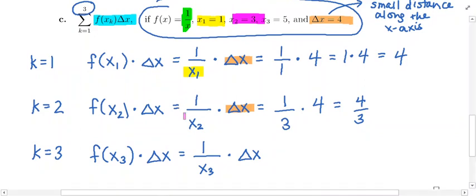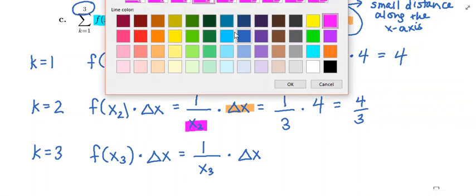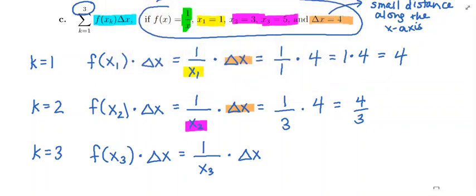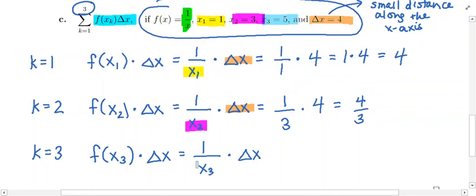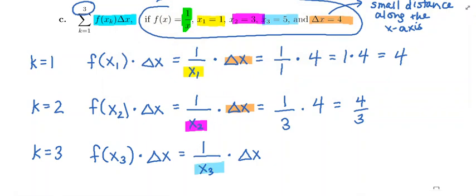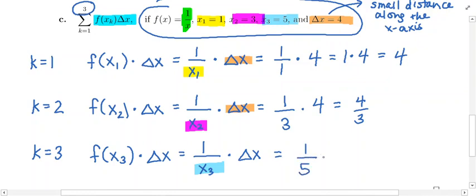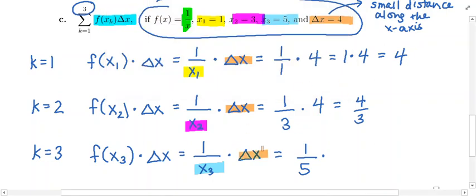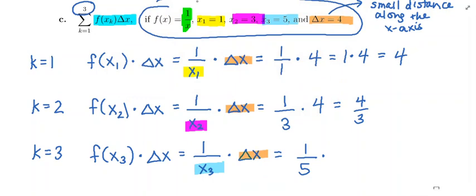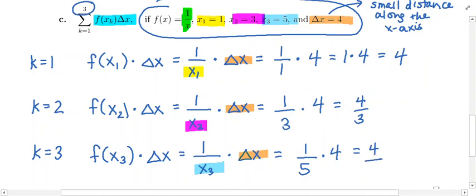I missed some highlighting here, so let me fix that. All right, so we're going to have 1 over x3. What is x3? I'm running out of colors here, so I'll pick pink. That's too close to what I had. Let's use a light blue. We are told that x3 is 5, so I'm going to pop that in. This is going to be 1 over 5 times delta x. Again, delta x is always going to be 4. That does not change. So I'm going to put 1/5 times 4, and this is going to be 4/5.